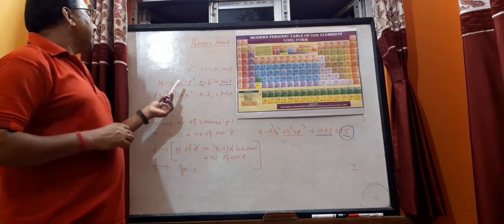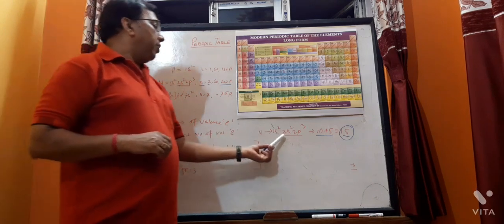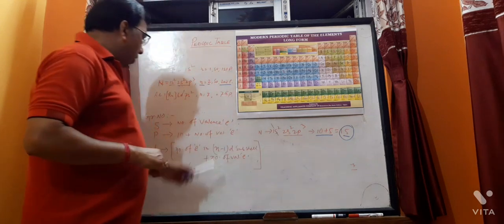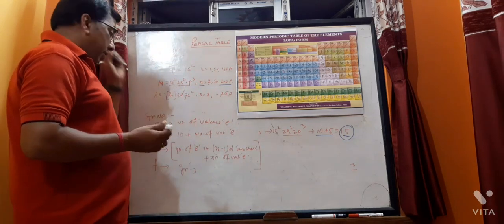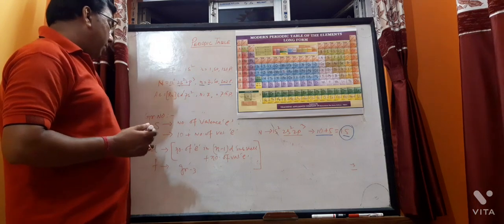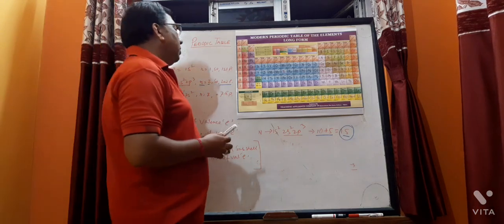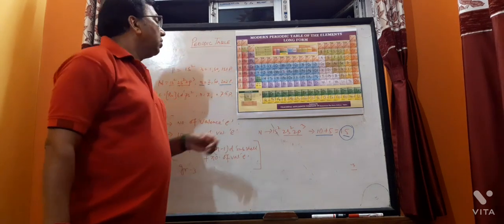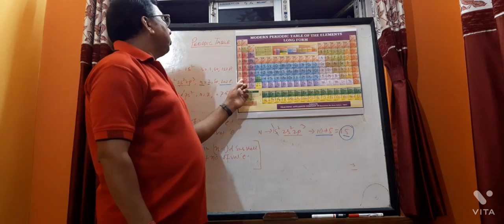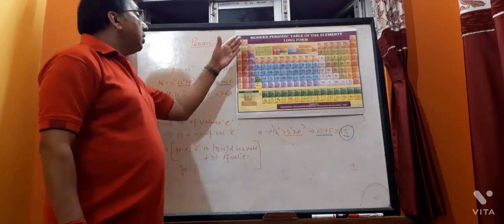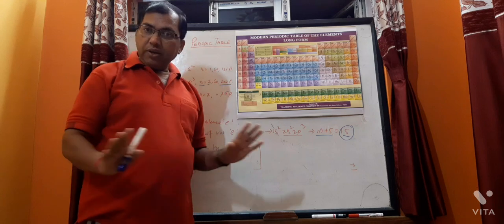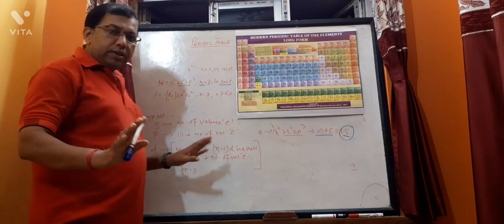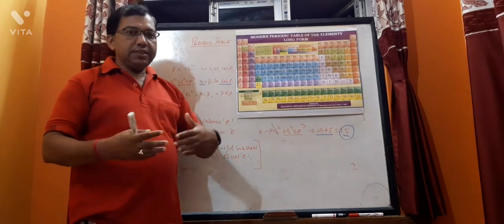Nitrogen is in the second period and group 15. In this way you can find out for any element. Suppose in the d-group elements, hafnium you can easily find out: it is in the sixth period and the fourth group. You can find out any by applying this formula. Okay, I will discuss the next topic in the next class.